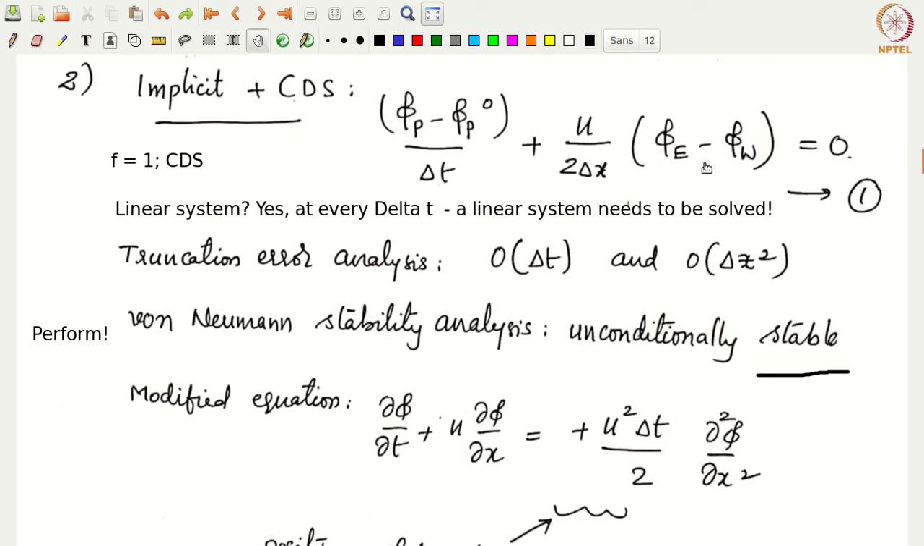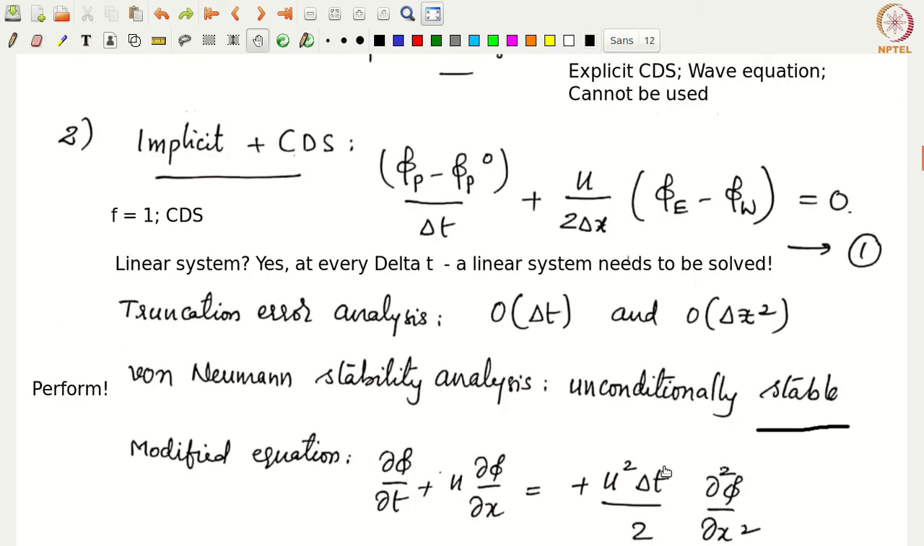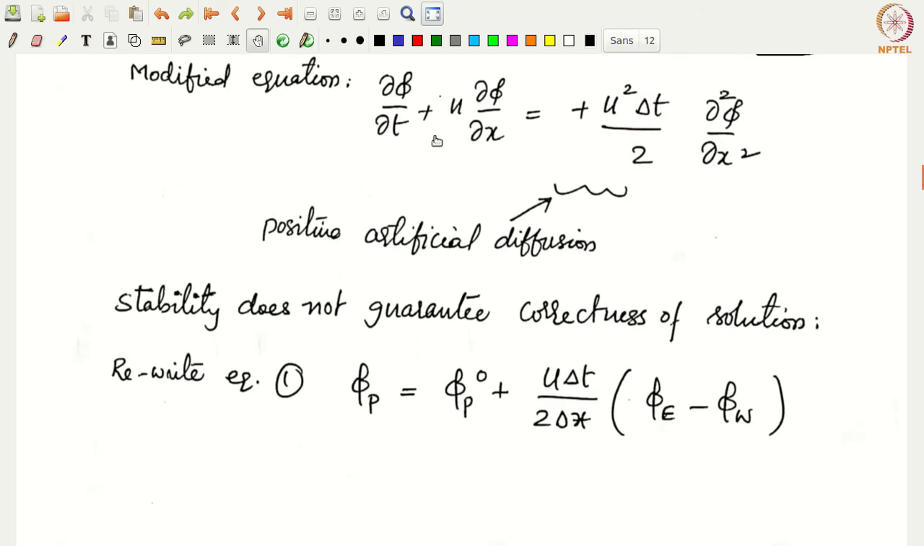In our regular analysis, we always look at the coefficients. So if I rewrite this equation by sending everything to the right hand side, we know that there are coefficients here, one has a positive sign and one has a negative sign, right? It doesn't matter whatever delta t we take, the A east and A west will always have opposite signs. So I can rewrite this as phi p equals phi p0 plus u delta t by 2 delta x times phi east minus phi west, right? So we can write that here. This should be a minus here, because I have sent it to the right hand side. So this is not a plus, this is a minus.